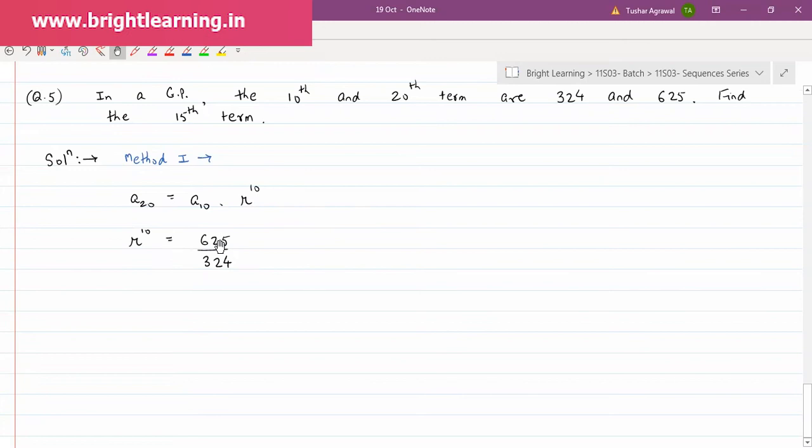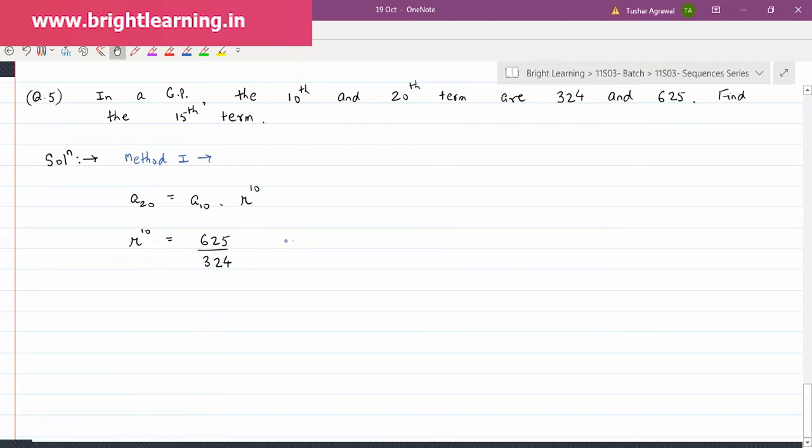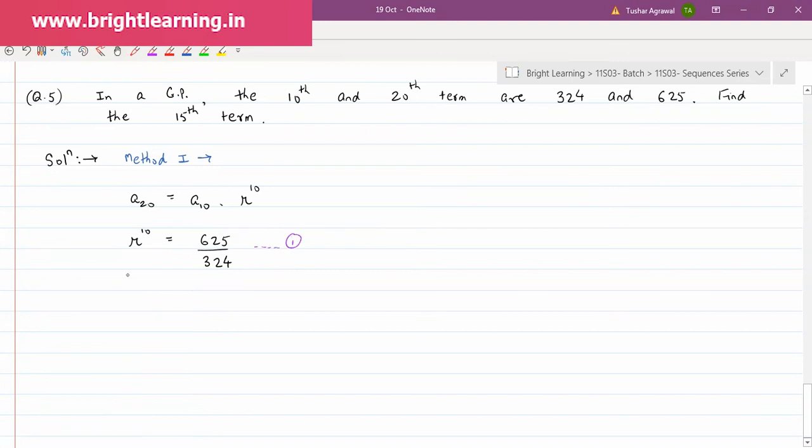Okay. So now, we definitely cannot find the 10th root of this 625 upon 324. That is a very complicated surd. So let it be up till now. Till this step, just leave it at this point. Don't need to calculate the exact value of r. It is some kind of surd, 625 upon 324 whole raised to 1 upon 10, the 10th root. Let it be as it is. Now we have to find the 15th term. Okay, so the 15th term is what?